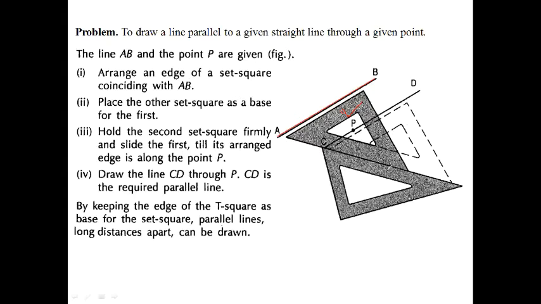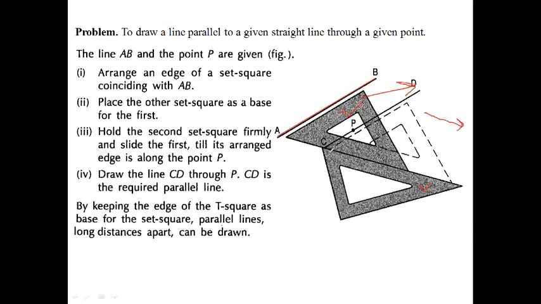The position of this another set square will be at the base of the previous set square. So at the base of this set square, another set square will be placed. After placing it, you hold this set square firmly, and then you have to draw a line at this point P. So you just move this set square in this direction on this base. On this base means the base of these two set squares must always touch. So you just slide along this base in this direction.